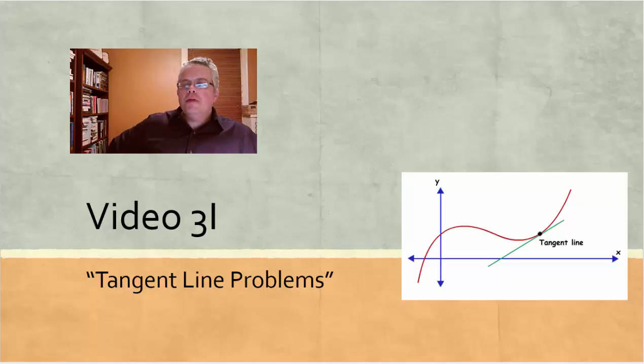We're going to talk about two different types of tangent line problems and just practice them. First is the classic finding the tangent line to a function at a point, and the second is finding where the tangent would be horizontal. All right, we got three examples of each.